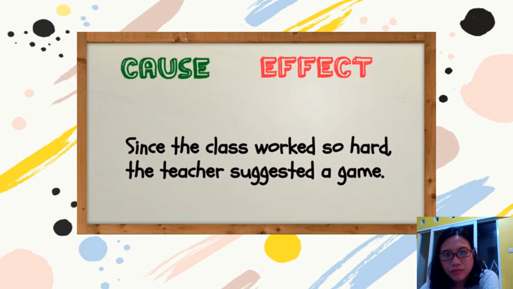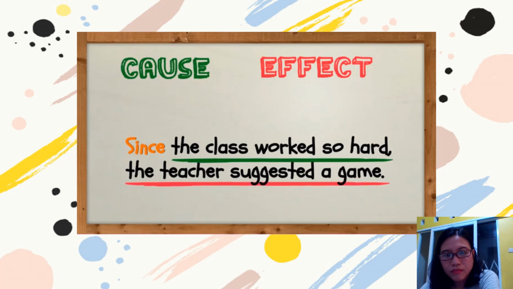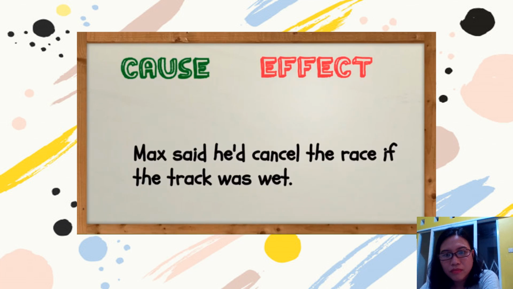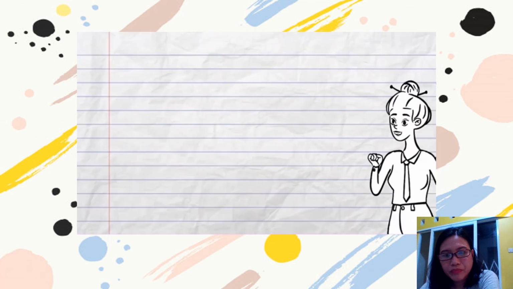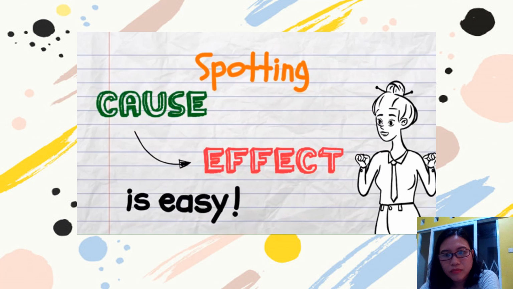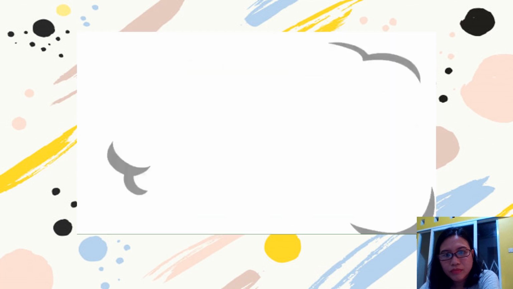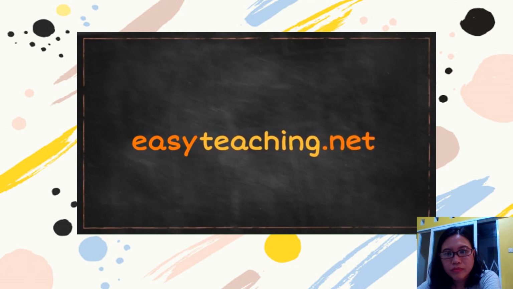Since the class worked so hard, the teacher suggested a game. The word since signals cause and effect. This is the cause, and this is the effect. Max said he'd cancel the race if the track was wet. The word if signals cause and effect. This is the cause, and this is the effect. Spotting cause and effect is easy. EasyTeaching.net.